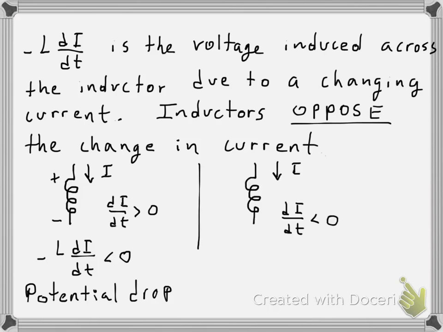Now, if the current flowing through the inductor had been decreasing, that means if dI/dt was negative, then the expression minus L dI/dt turns out to be positive. That would tell us that the potential rises as we move through the inductor, which means that the proper signs for the potential on both sides of the inductor are negative on the top and positive at the bottom.